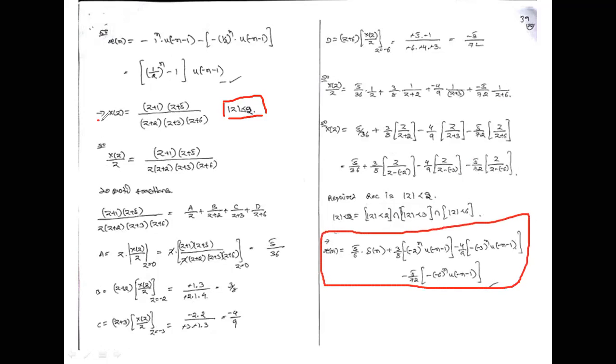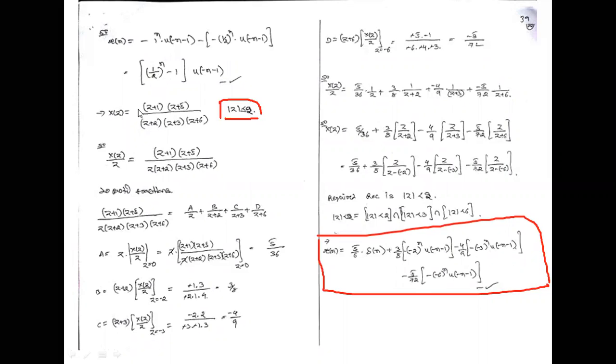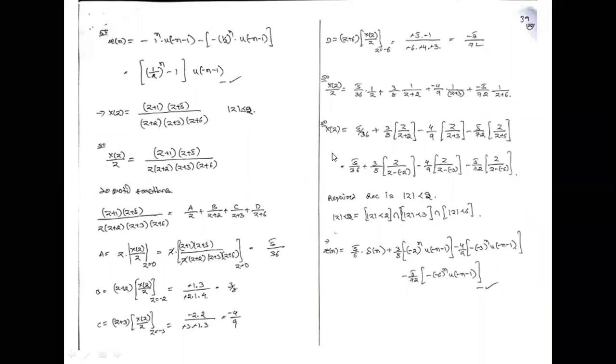This is the total equation. For the given equation, X of z is equal to z plus 1, z plus 5, whole divided by z plus 2, z plus 3 and z plus 6. Okay, for this function X of z, x of n we got as the inverse transformation: 5 by 36 delta of n, 3 by 8 minus 2 whole power n, u of minus n minus 1, minus 4 by 9 multiplied with minus 3 whole power n, u of minus n minus 1, and minus 5 by 72 multiplied with minus 6 whole power n, u of minus n minus 1. Got it, my students? We go for the next example.